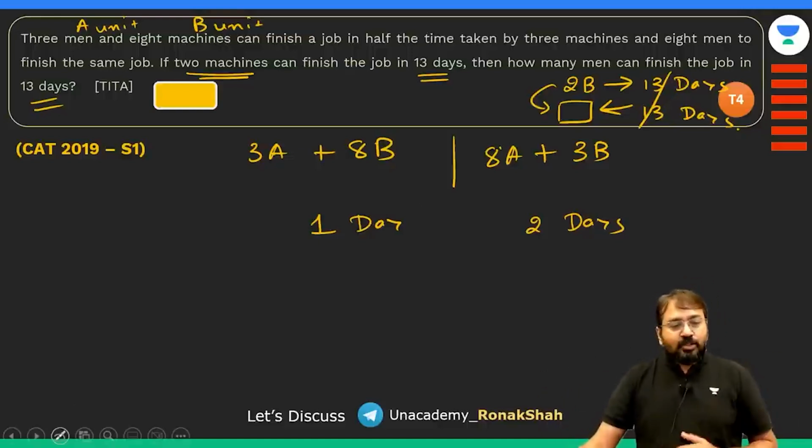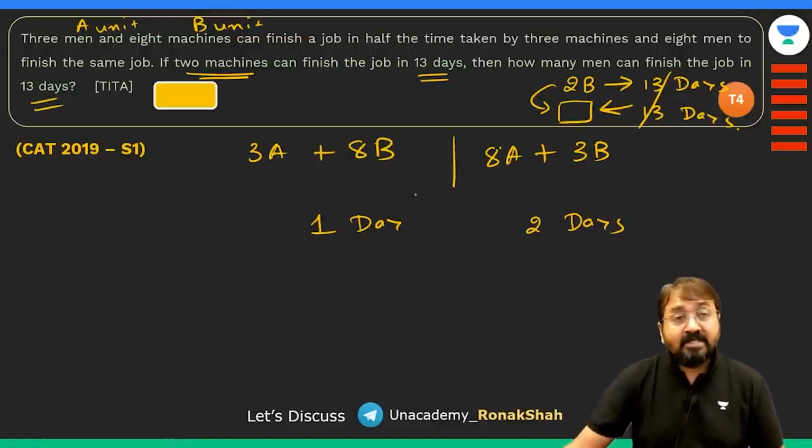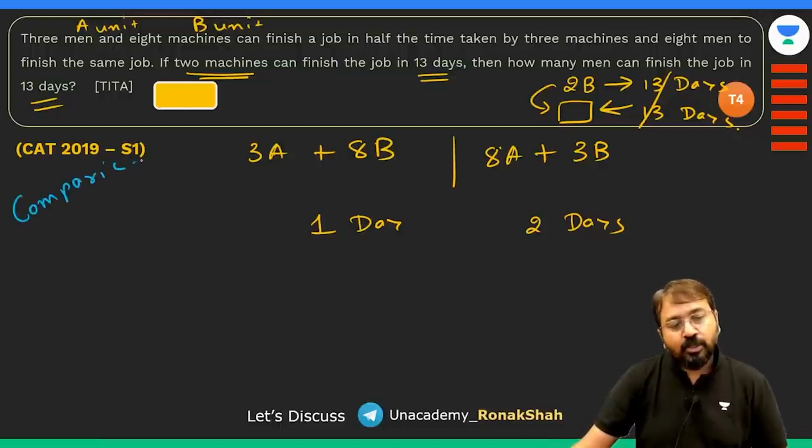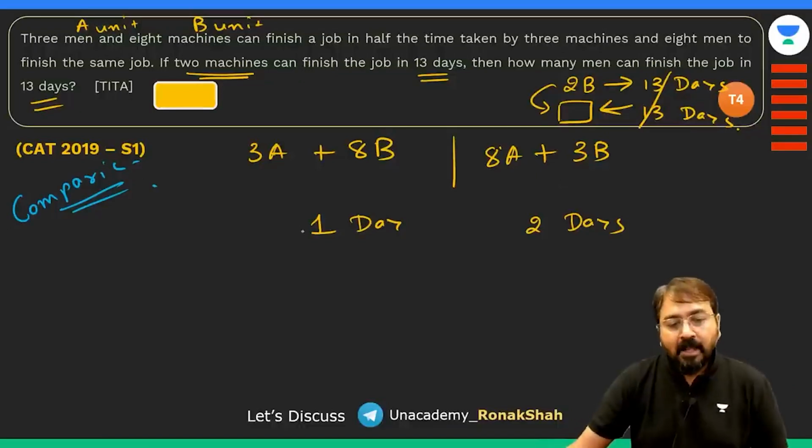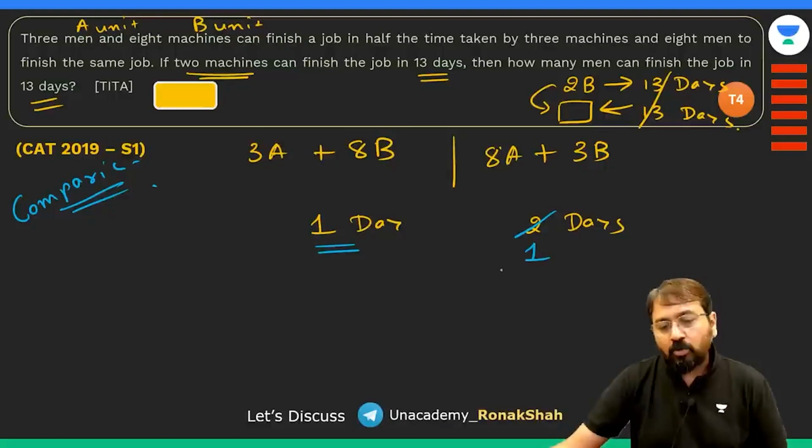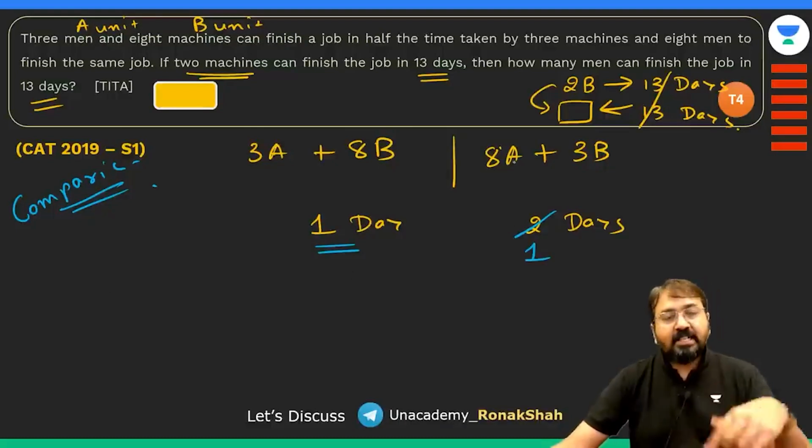So guys, let's solve this question once again by the comparison method. I'm calling it the comparison method. So we are just trying to make a comparison here. There is 1 day over here, so I want to make 1 day over here. So can I say I'll have to increase the workforce?